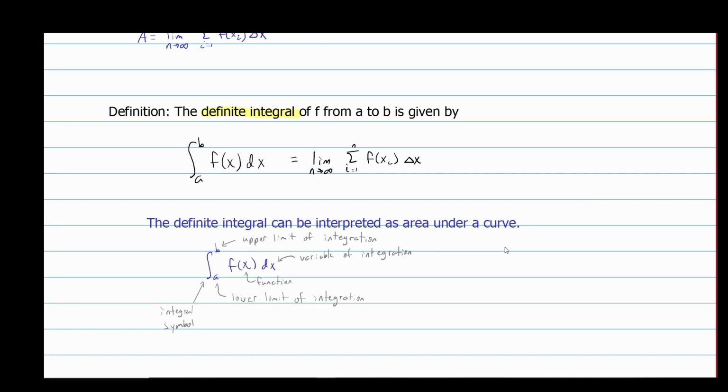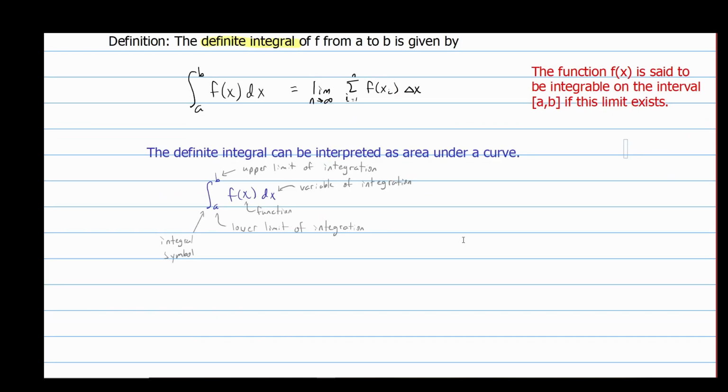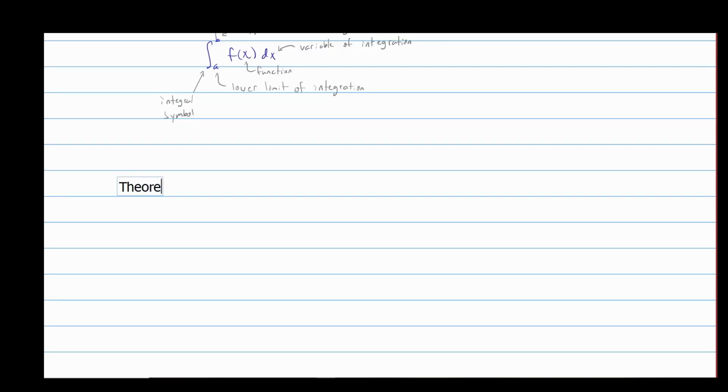When we talked about derivatives, remember that one of the first things that we talked about was, when can I take a derivative of a function? And we said the derivative existed, and I wrote out that limit definition. The derivative exists when the limit exists. Well, the same thing is true here. The function f of x is said to be integrable on the interval [a, b] if this limit exists. Well, how do we know when the limit's going to exist? We'll have our first theorem. If f of x is continuous on the interval [a, b], then f is integrable on the interval [a, b].